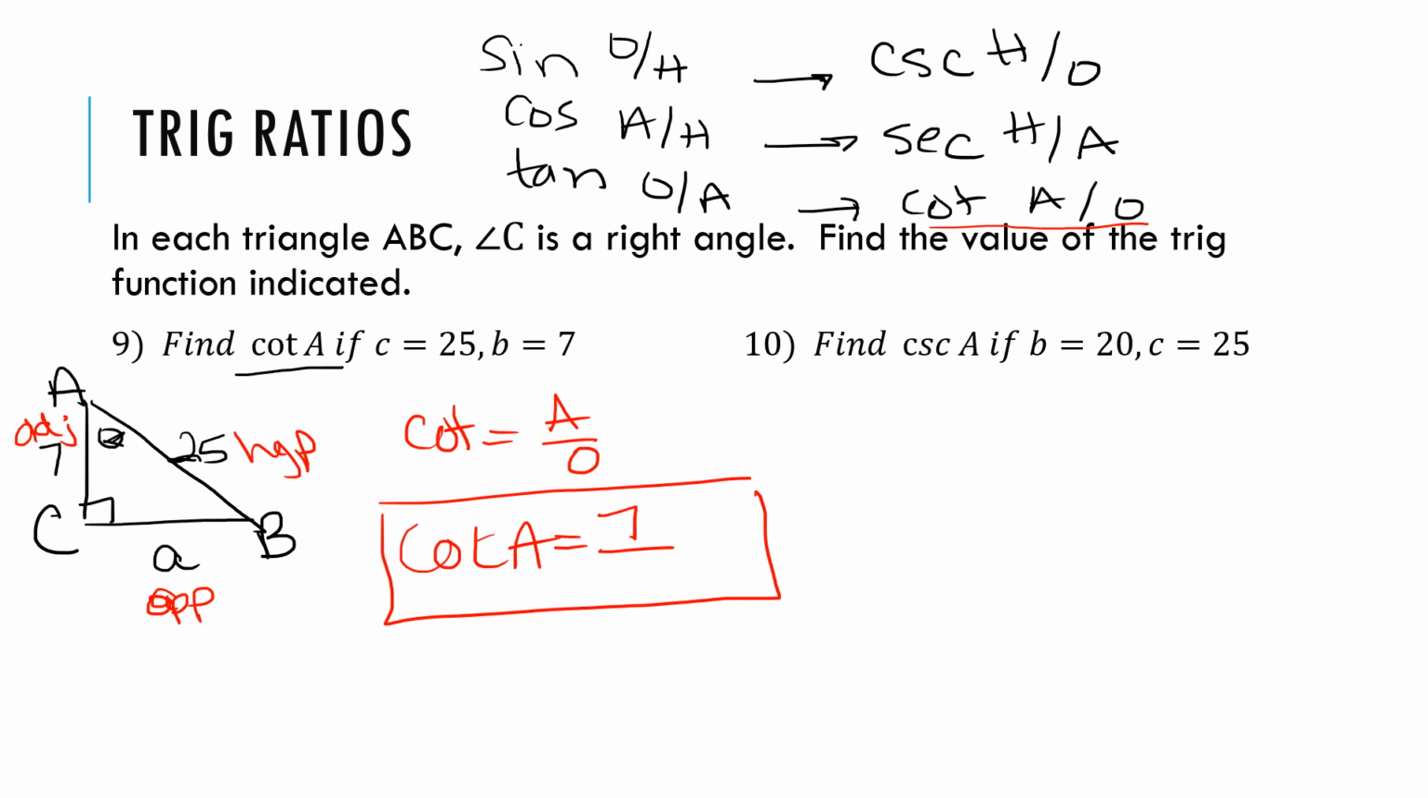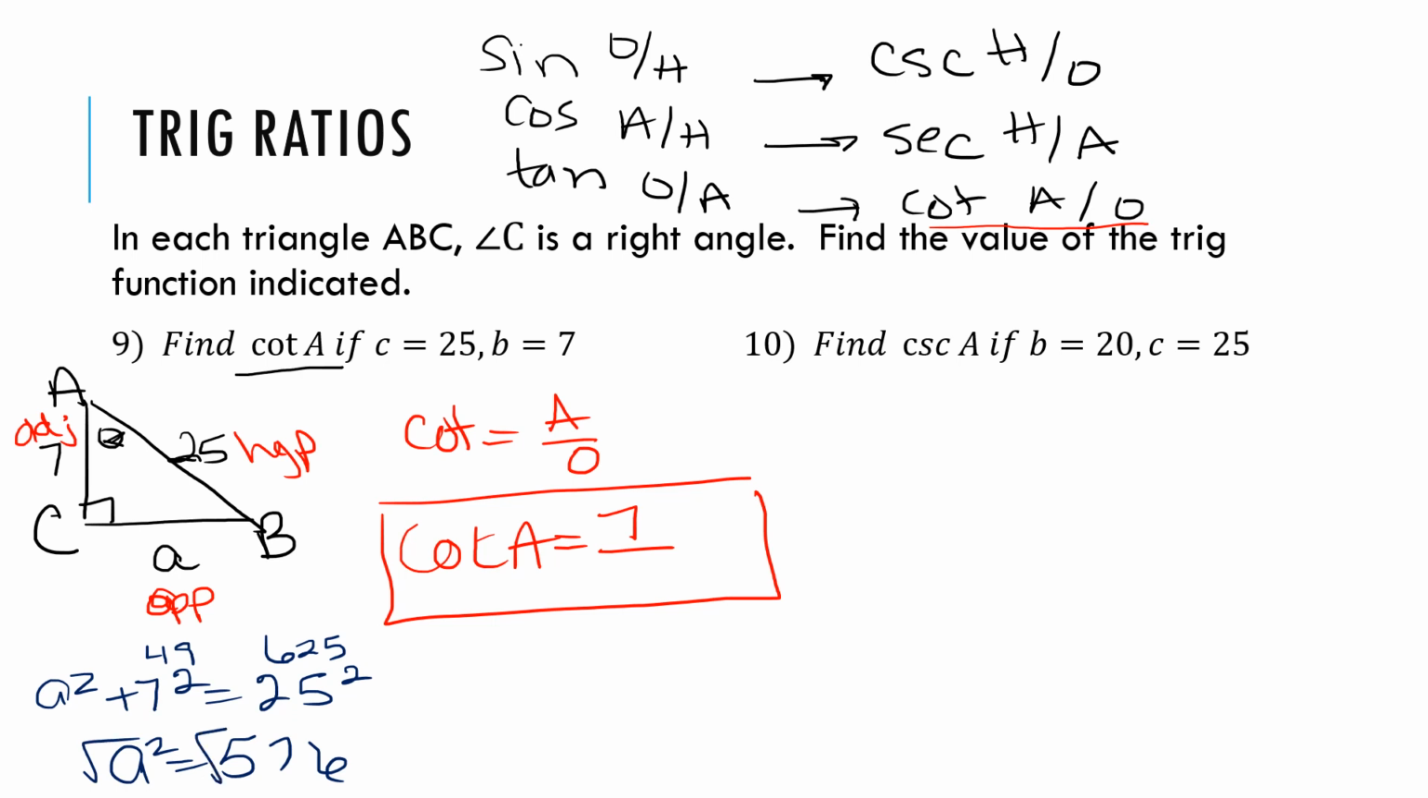Lo and behold, we're back to the Pythagorean theorem. So a squared plus 7 squared equals 25 squared. 7 squared is 49 and 25 squared is 625. So when we subtract, we get a squared equals 576. When you take your square root, you determine that the value of a is 24. So side A has a length of 24, which is opposite of angle A, and that will be our denominator. Cotangent is the adjacent, 7, divided by the opposite, 24. There you go.